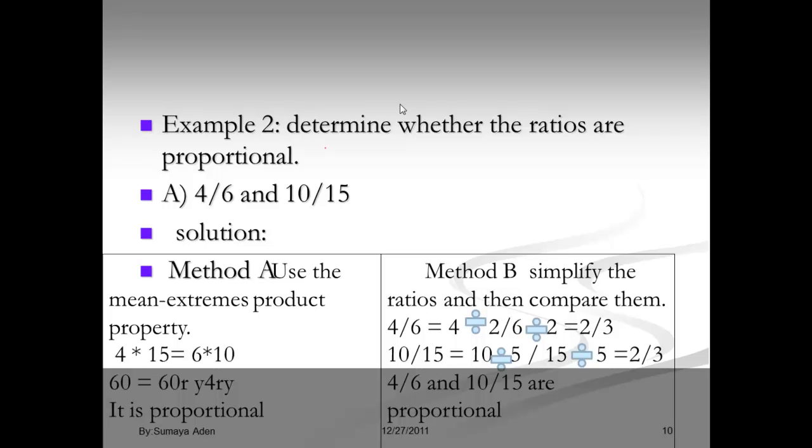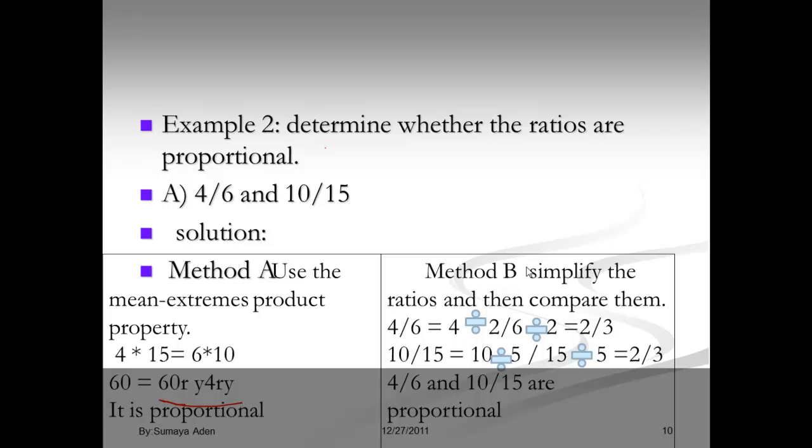Example 2. Determine whether the ratios are proportional. A. 4 over 6 and 10 over 15. Solution. Method A. Use the means and extremes product property. 4 times 15 equals 6 times 10. 60 equals 60. It is proportional.